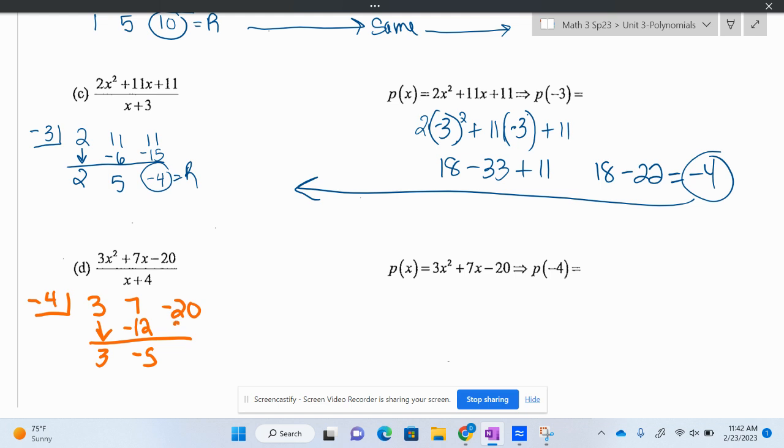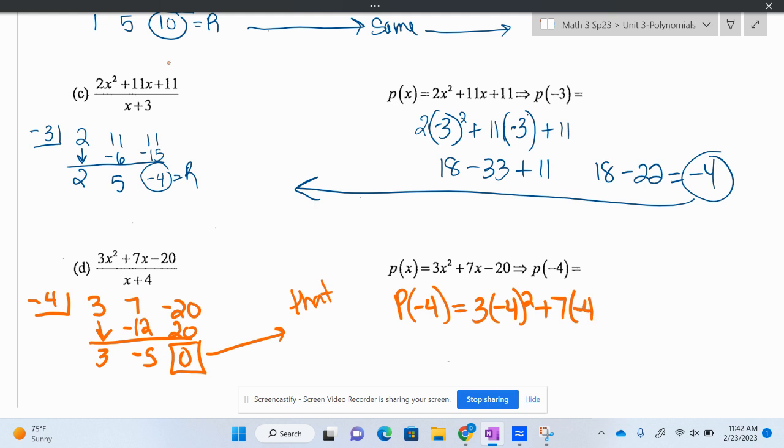What's negative 4 times negative 5? What happens here? No remainder. So what does that mean? Yeah, it means that when we evaluate it for negative 4, this better equal 0. Let's see, 3 times negative 4 squared plus 7 times negative 4 minus 20. Negative 4 squared is 16 times 3 is 48. Minus 28 is positive 20. Minus 20 is 0. But really, it means that what?